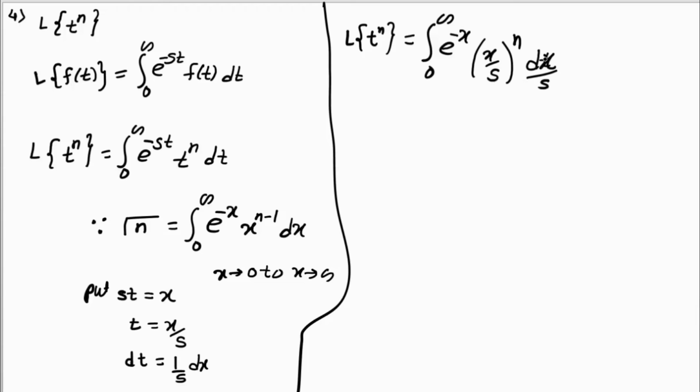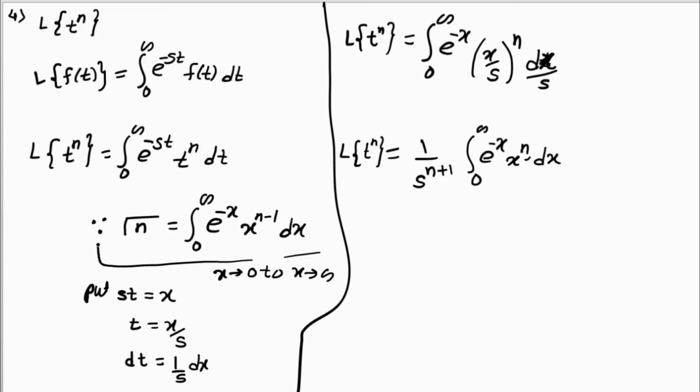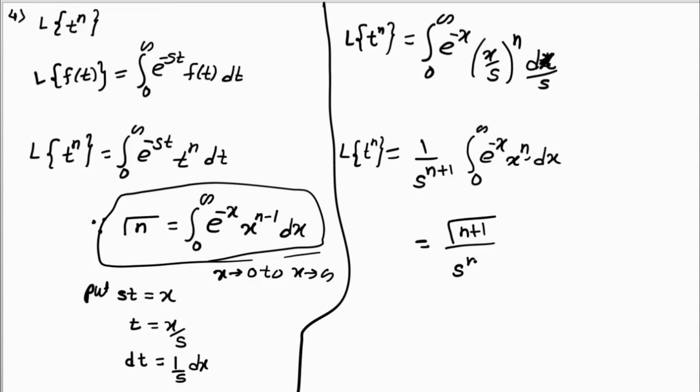Now when we integrate with respect to x, s is constant, so take that s quantity outside the integral. So it is 1 upon s raised to the power n plus 1, and the remaining is integral 0 to infinity e raised to the power minus x, x raised to the power n dx. Now compare this integral with the gamma function: e raised to the power minus x, x raised to the power n minus 1. So for n minus 1 it is gamma n. So here this is gamma n plus 1 divided by s raised to the power n plus 1.